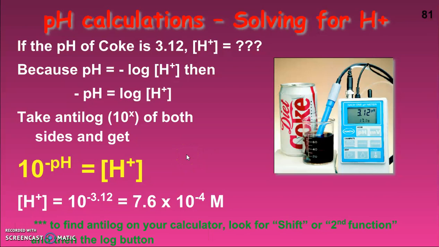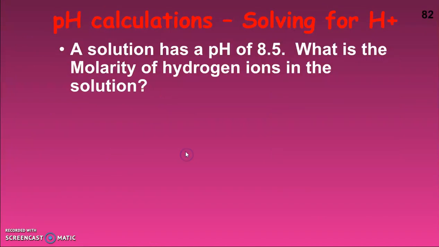To find the anti-log on your calculator, look for shift or second function and then the log button. And it should be a 10 to the x. You'll find it that way.